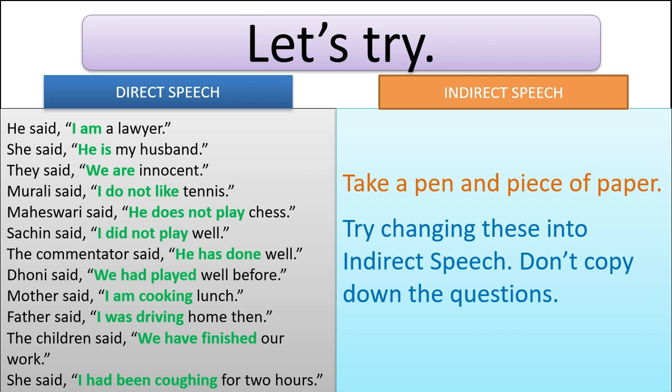Now shall we try an exercise? Take a pen and a piece of paper and try to change these sentences into indirect speech. You need not copy down the questions. Write down the answers. Pause the video and do it. Okay.